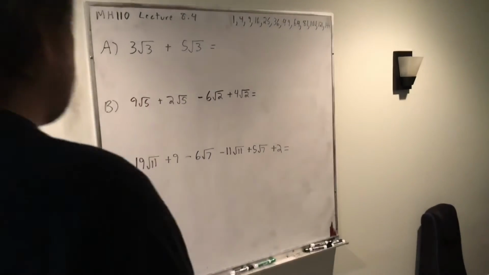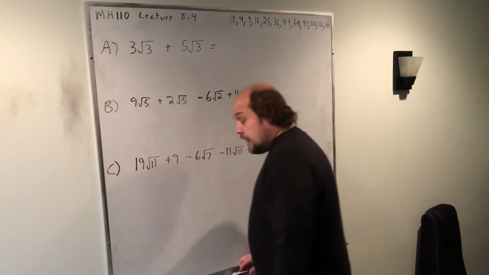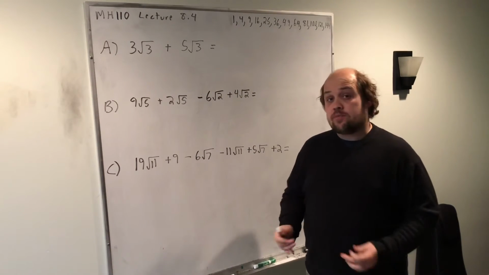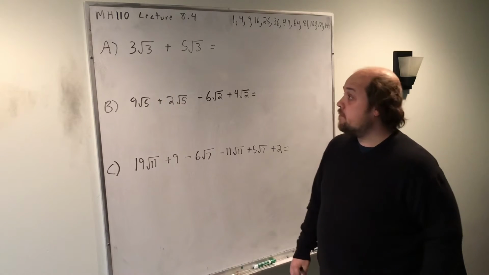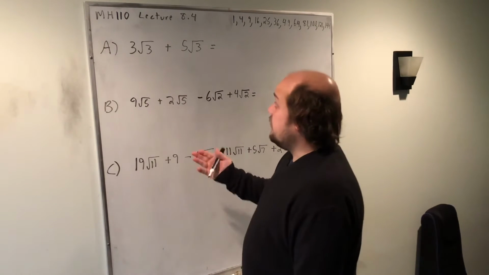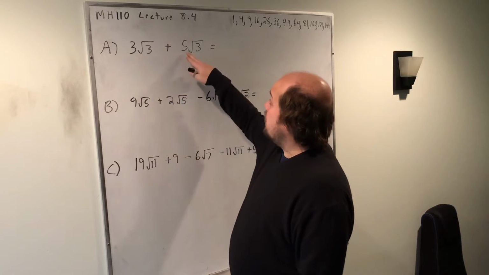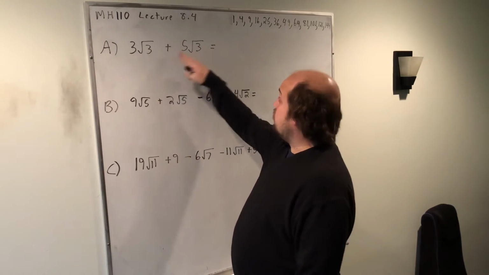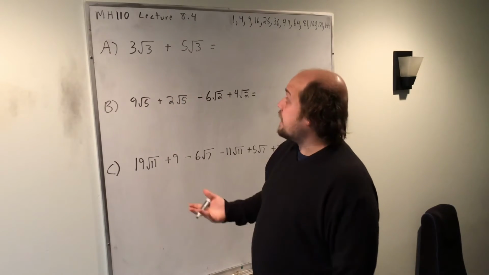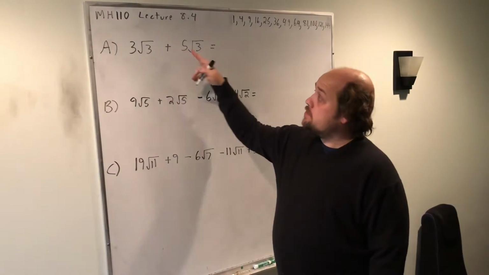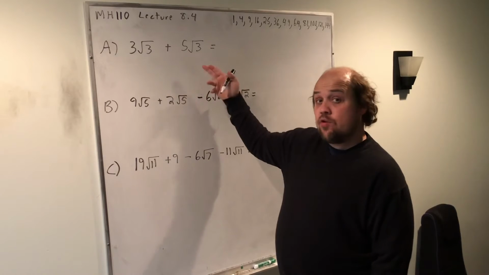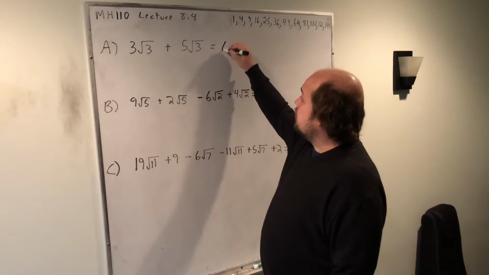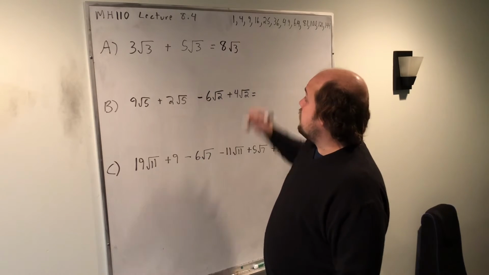For these problems, I really just have to treat everything like like terms the same way I would if I had x's and y's. So the like terms are the ones that have the same root after them. In problem A in the examples, I have 3 root 3 plus 5 root 3. So the root 3 is like having the same like term, like the root 3 could be seen as an x. So if I had 3x plus 5x, that would give me a total of 8x. In this case, 3 root 3 plus 5 root 3 gives me a total of 8 root 3.